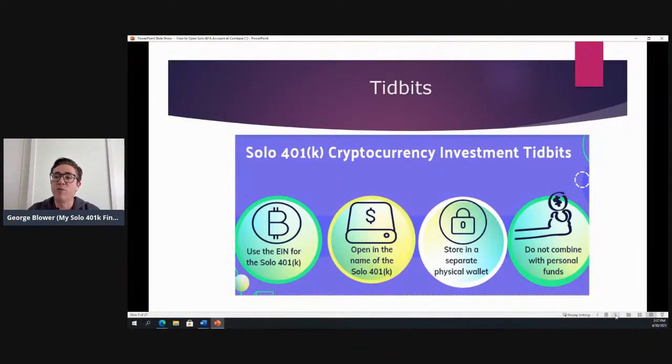And when we obtain the EIN number for our clients' plans, we do so through the IRS portal and let the IRS know that this EIN is associated with the 401k. So the IRS understands that any gains are going to be tax deferred. You would open the account at the exchange, the account at the bank, in the name of the solo 401k as well. If you're storing the cryptocurrency in a physical wallet, it would need to be a separate physical wallet. In other words, you wouldn't use the same physical wallet that you might be using to store cryptocurrency that you purchase with non-retirement money. So you don't want to combine or commingle with your personal funds.